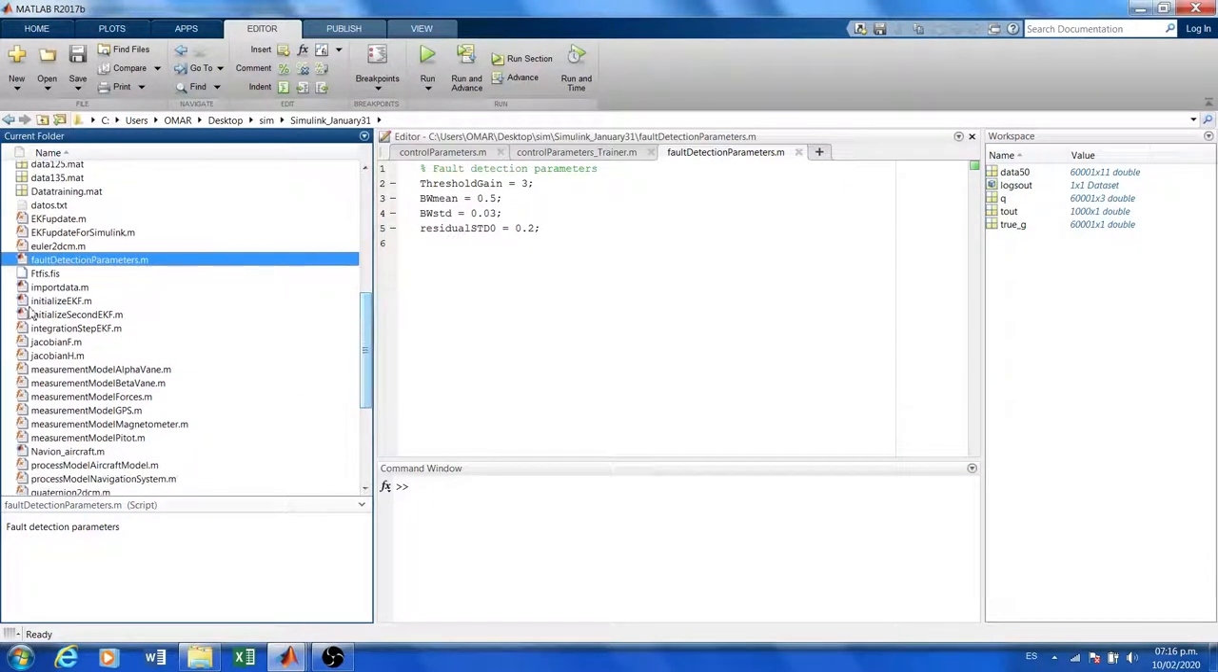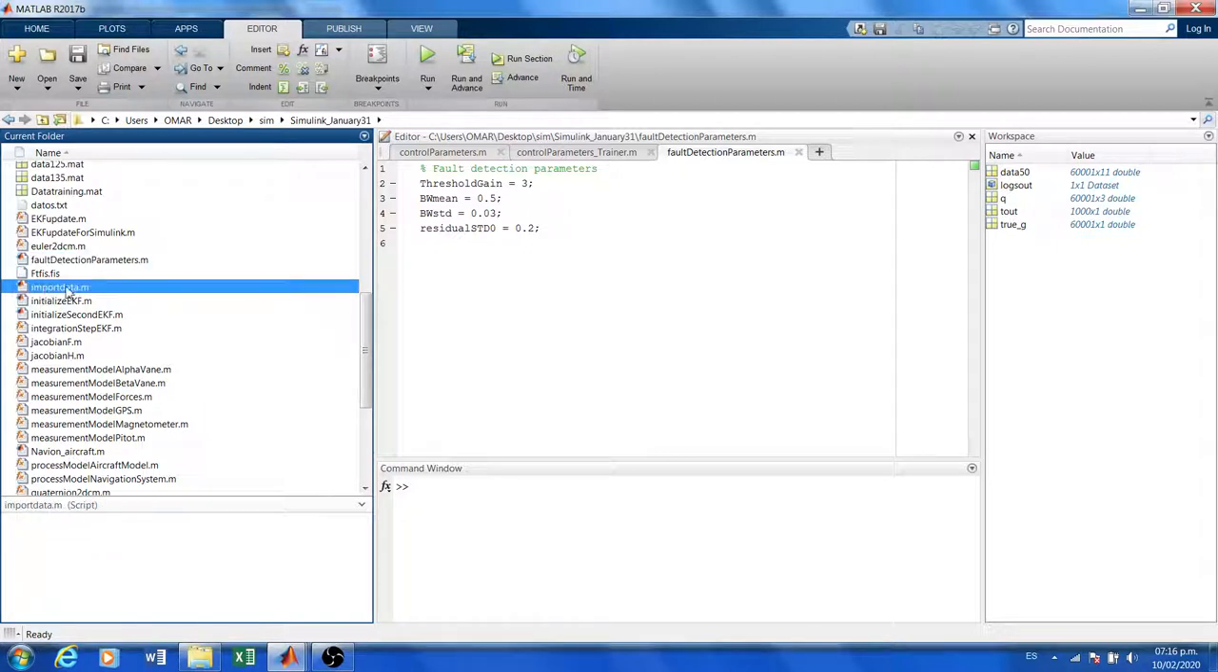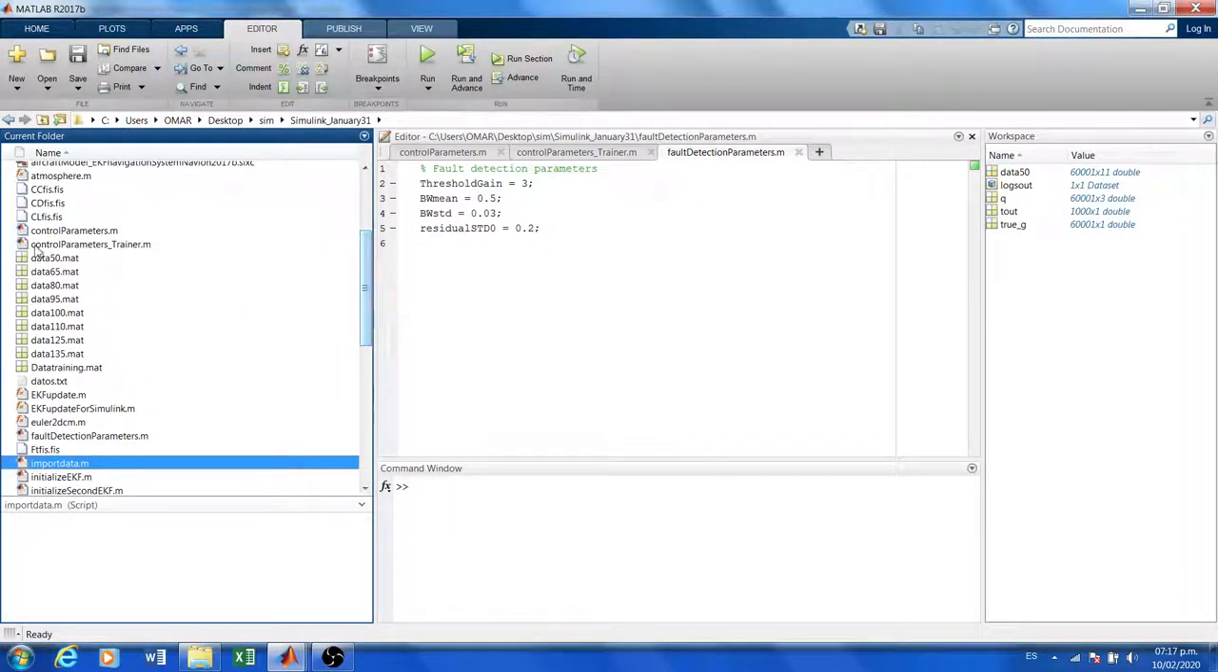Okay, this is the digital twin of the propulsion forces. This is the propulsion force, thrust force, fuzzy inference system. Okay, this is a script to import the simulation data to MATLAB to train the fuzzy inference system. This data, look, this is the data of the fuzzy inference system.